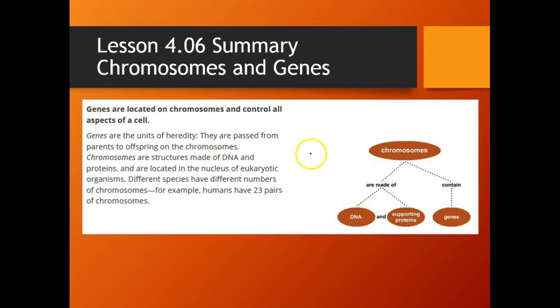Okay, so here's what we accomplished today. We talked about what a chromosome is. We defined what a gene was, right? We know that chromosomes contain genes, which are segments of DNA that code for really important proteins. And we also know structurally, chromosomes are made up of two things. One is DNA, and two, those supporting proteins, which we call histones.